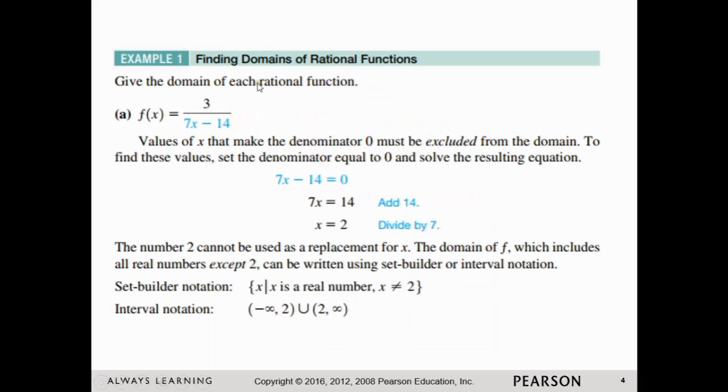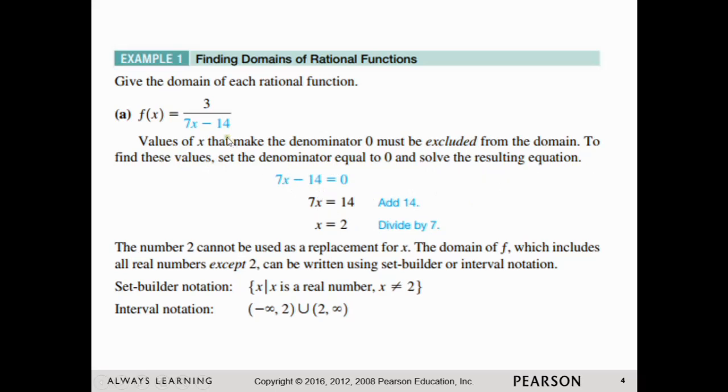So here we're going to say finding domains of rational functions. It says give the domain of each rational function. f of x equals 3 over 7x minus 14. And it says the values of x that make the denominator 0 must be excluded from the domain. To find these values, set the denominator equal to 0 and solve the resulting equation.